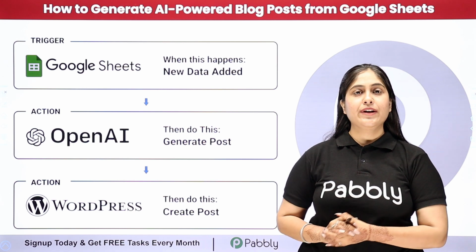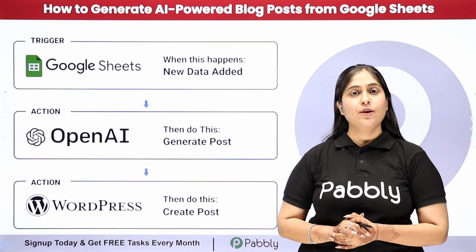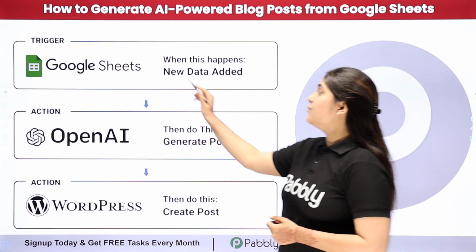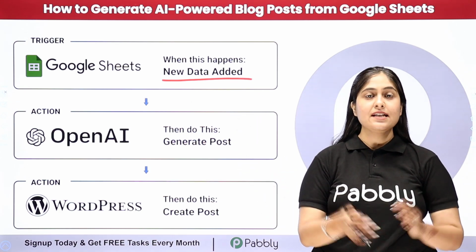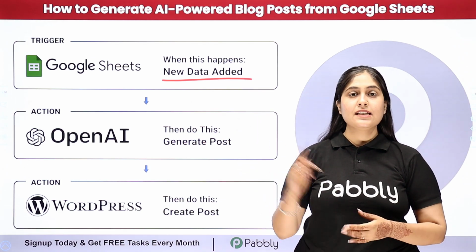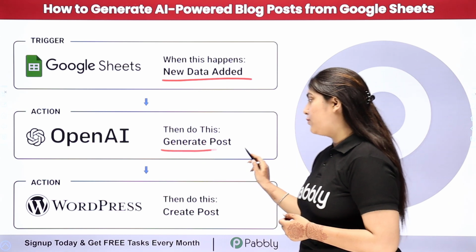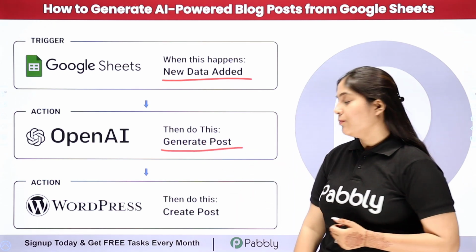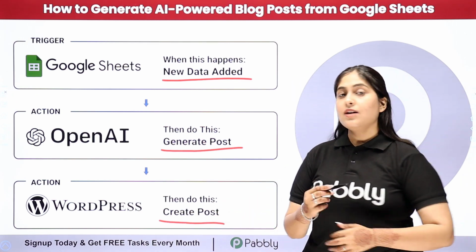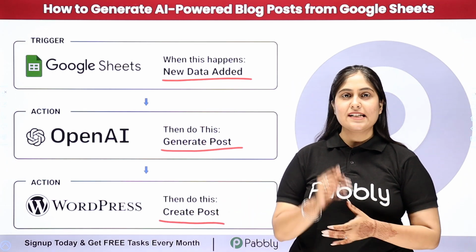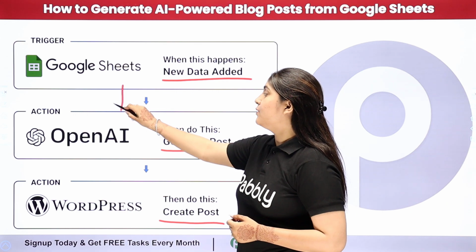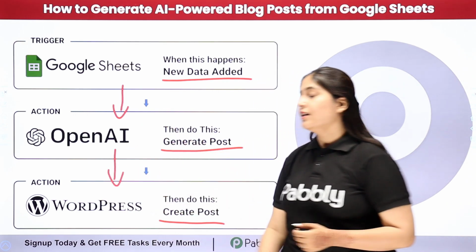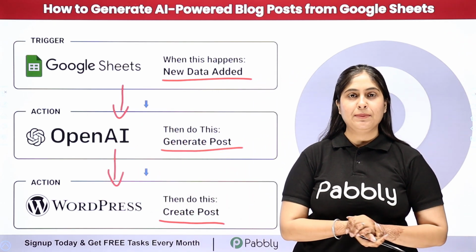So here I wish to generate blog posts, and my objective is that whenever I add a new detail in my Google Sheets, then automatically using the details, OpenAI should generate the blog post. And after generating the post, automatically that should be shared on my WordPress as a new post. So to automate the entire process, I need to connect my Google Sheets with OpenAI and WordPress using an automation software named Pabbly Connect.